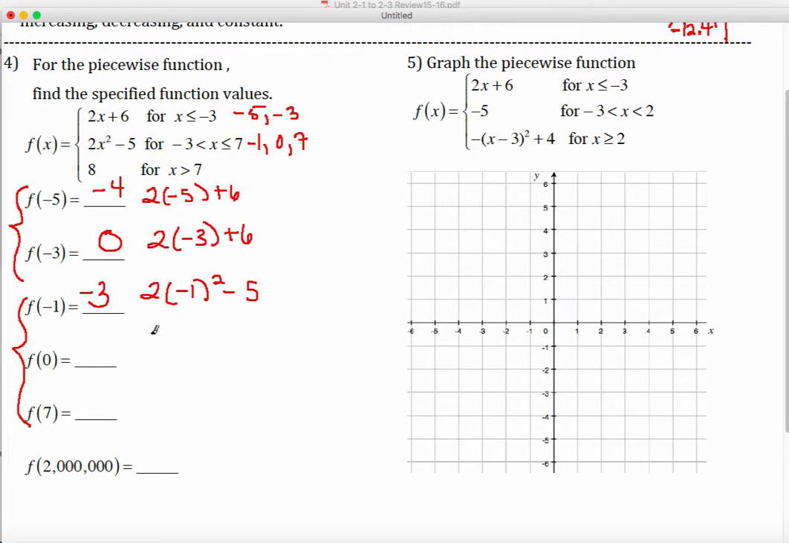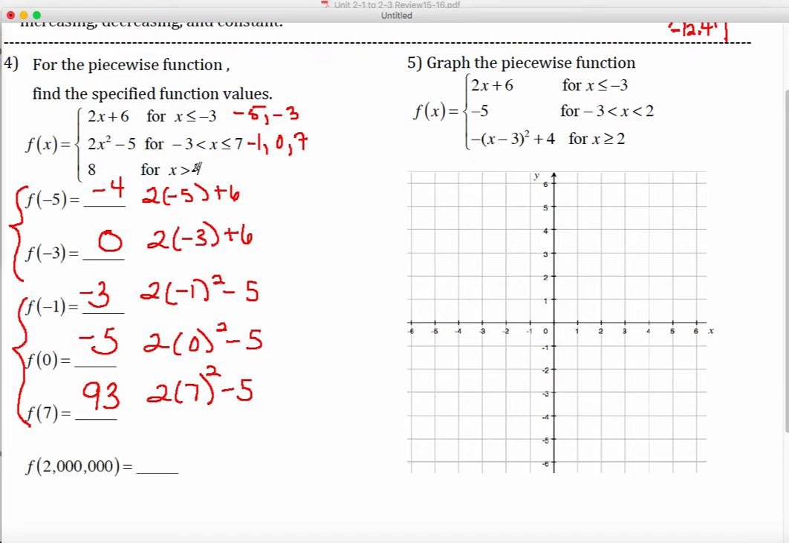Done. Now I'm going to put a 0 into the same function. And 2 times 0 squared is 0. Minus 5 is negative 5. And then finally, we're going to do 2 times 7 squared minus 5. And you get 49 times 2 is 98, minus 5 is 93.